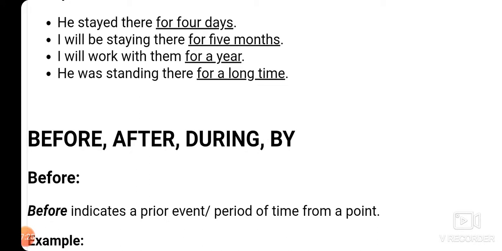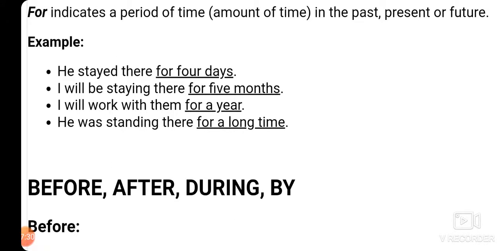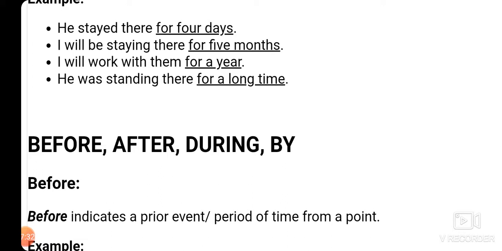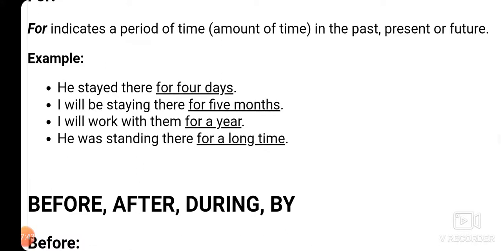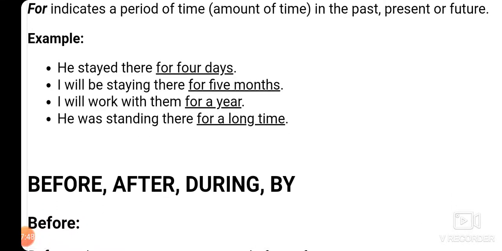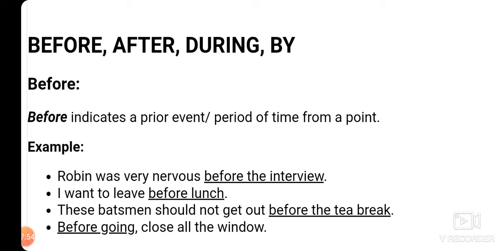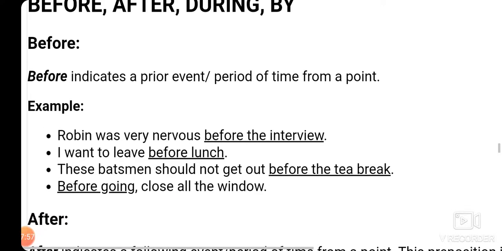He was standing there for a long time. Here also the amount of time is shown, but the starting point is missing. When these 5 months, 4 days, a year started, the starting point is not given. The whole amount of time is indicated. So we use for to indicate the whole amount of time, and when we do not mention the starting point of any action. Then before, after, during, and by, these are also very simple.